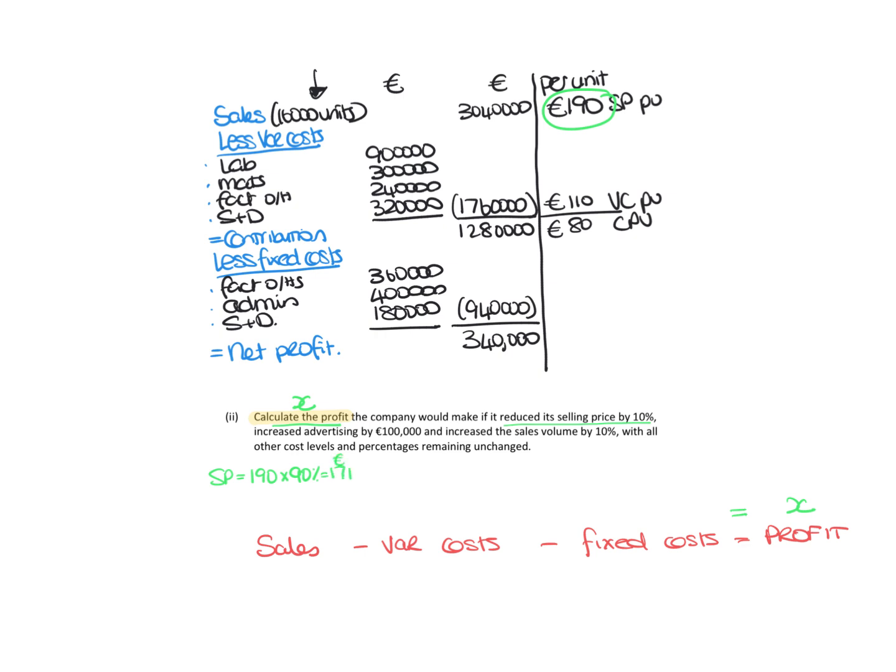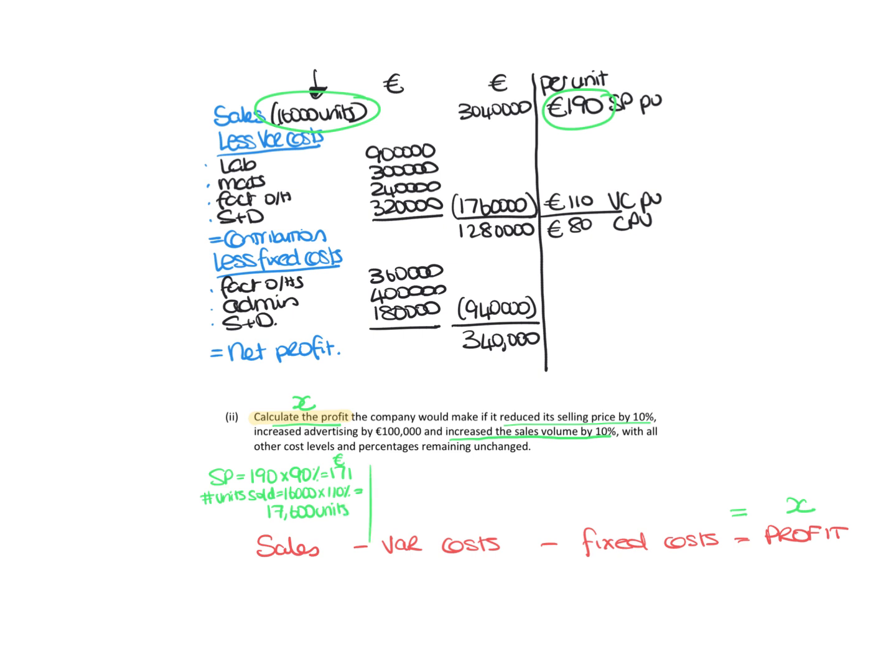Okay, now the number of units sold will be increased by 10%. Okay, so that means the number of units sold is 16,000 multiplied by 110%, which is 17,600 units. Okay, so that's how the sales have changed.